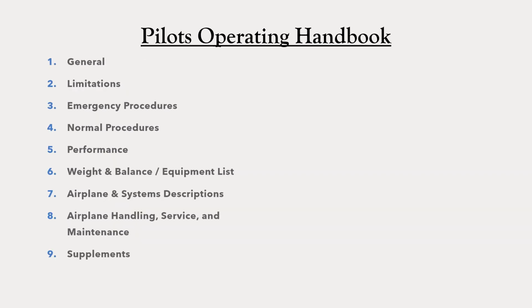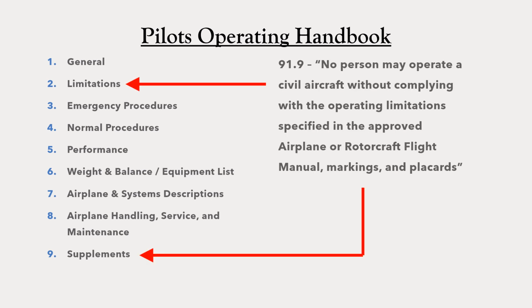Since the 1970s, aircraft manufacturers have adopted a standard template for producing their pilots' operating handbooks. So you will generally find these same 9 chapters in all pilots' operating handbooks. Some of this information is advisory, although it's generally good advice. You're not required to do what the manufacturer recommends. Other portions of the pilot operating handbook are mandatory.